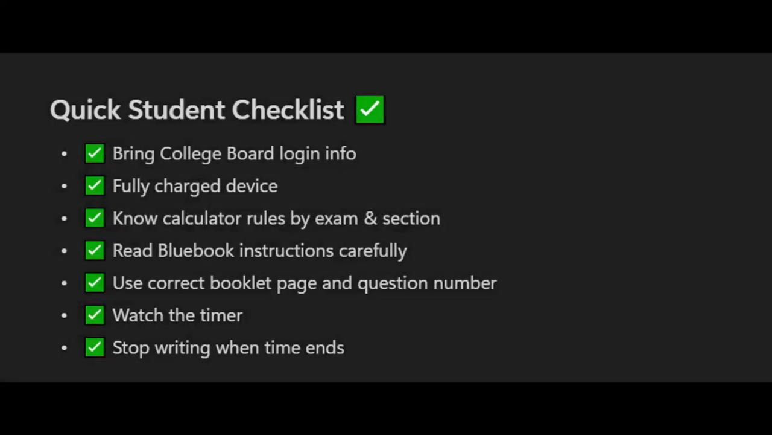So a quick checklist for you. Make sure you bring your College Board login info. Make sure your device is fully charged. Know the calculator rules by the exam and section. Make sure you read the Bluebook instructions carefully. Use the correct booklet page and question number when you're answering free response questions. Make sure you keep an eye on that timer and stop writing when the time ends.